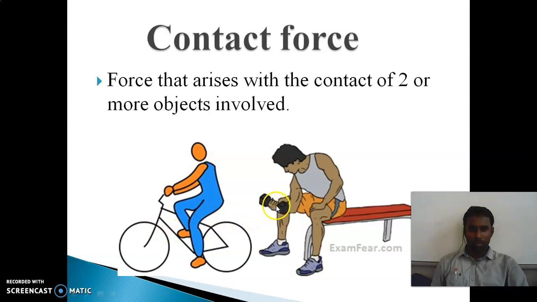Next, one person is lifting dumbbells. At that time he is using his muscle, so he is applying force. That means his hand and the dumbbell are in mutual contact with each other.